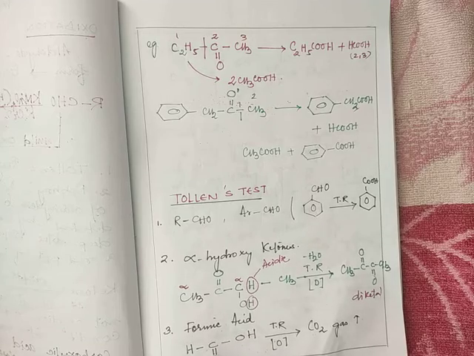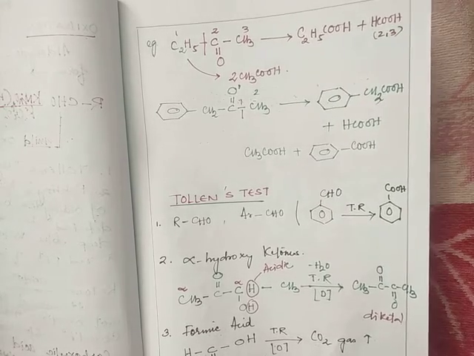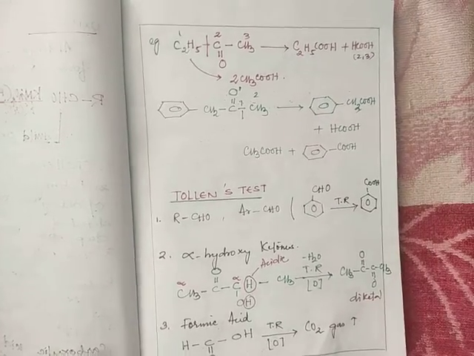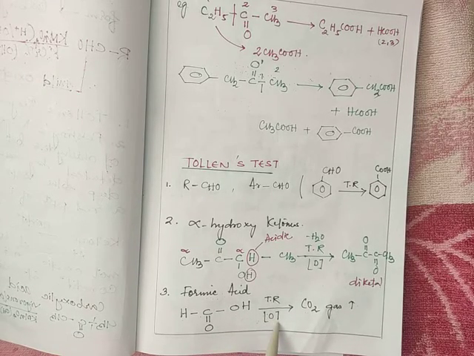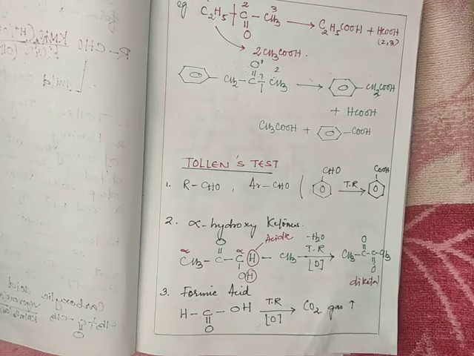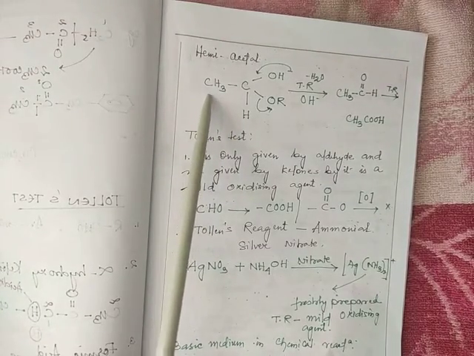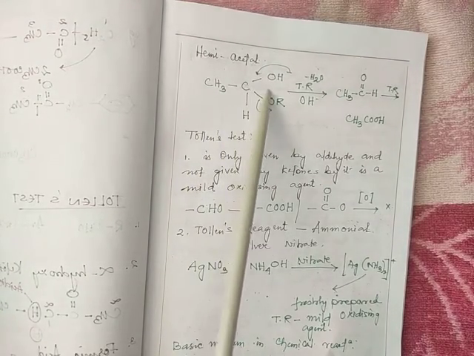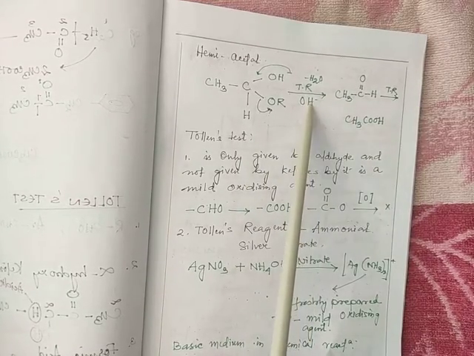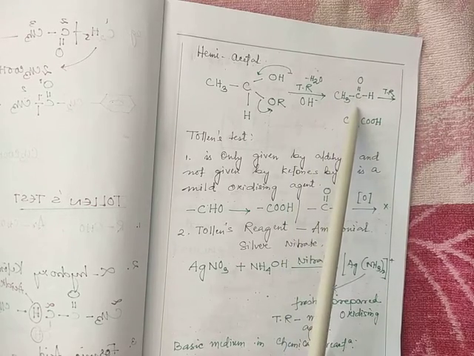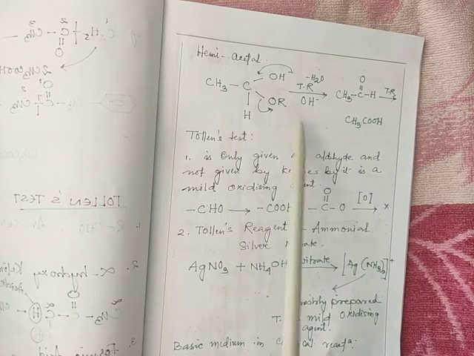Now formic acid, with Tollens reagent in oxidation, forms carbon dioxide gas. Now here hemiacetal. Acetic acid: see here CH3, then Tollens reagent in basic medium, then CH3, acetaldehyde, then Tollens reagent again forming acetic acid. So now this is hemiacetal.